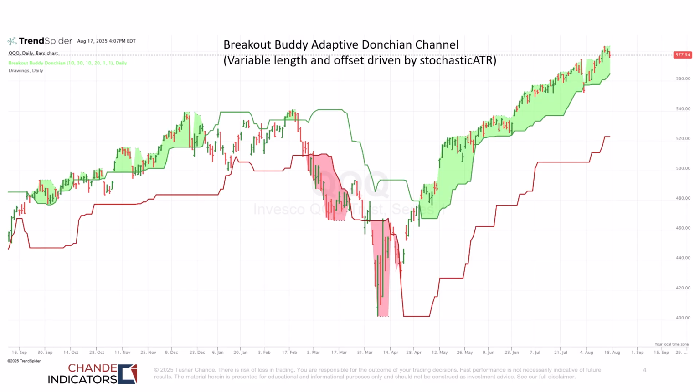So this is the Breakout Buddy adaptive Donchian channel with the variable length and offset that's driven by the stochastic ATR calculation. So the green line and the red line are the highest high and the lowest low over a variable look back period, and the offset with which we are plotting the data is also variable. And when we have a breakout below the red line or the lower band, we are painting it red, and when we have a breakout above the upper band, we are painting it green. So just to make it easier to see the breakouts.